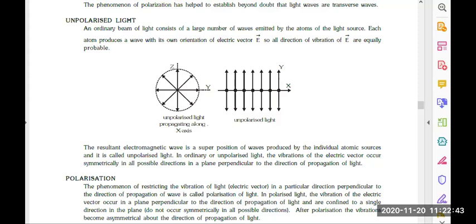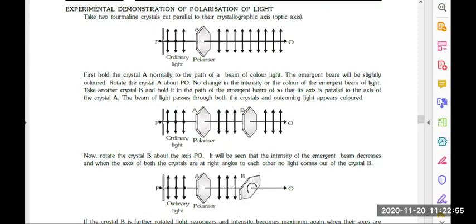I'm not going to tell you how this works. I hope all of you know the Nicol prism and tourmaline crystals, and how those things work. They just polarize the unpolarized light in one direction. The crystals, you have to remember the names.